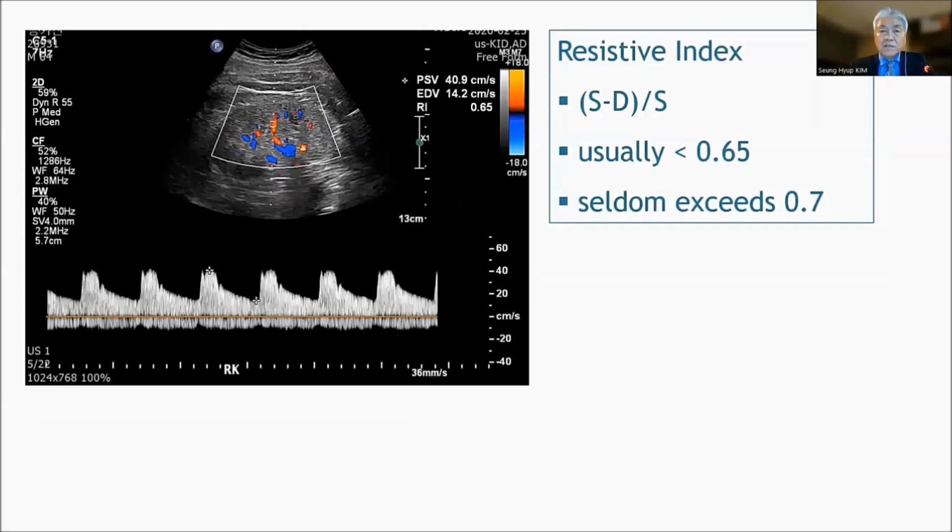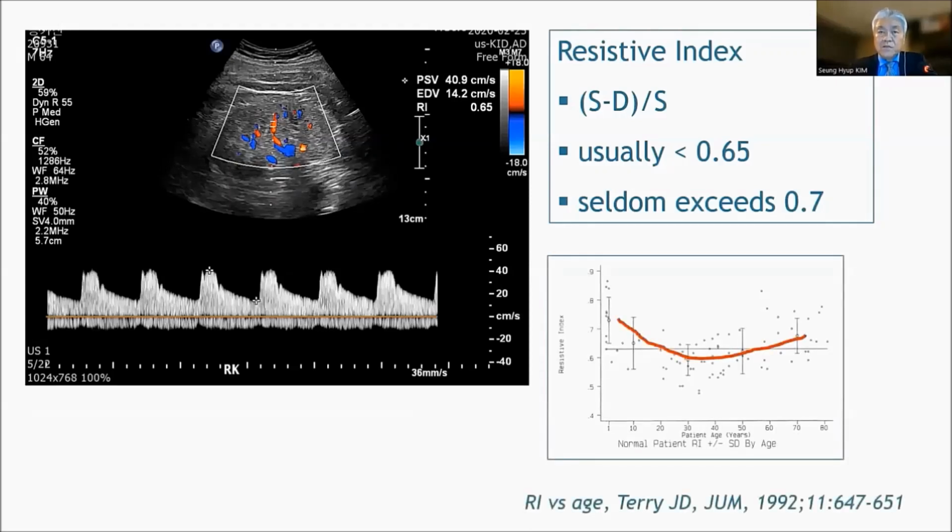The resistive index is calculated by systolic minus diastolic divided by systolic height. It is usually lower than 0.65 and seldom exceeds 0.7, and this 0.7 is commonly considered an upper normal limit. In other words, the height of the end-diastole should be at least 30% of the height of the peak systole. The normal resistive index is different according to the patient's age. Resistive index in young children and old people is slightly higher than in young adults.